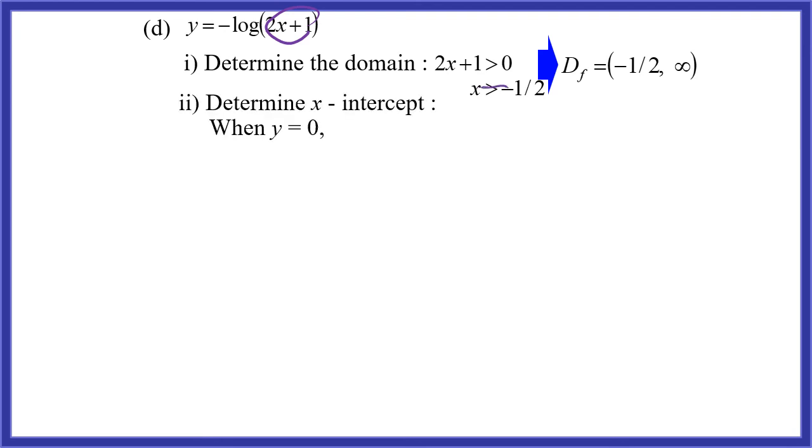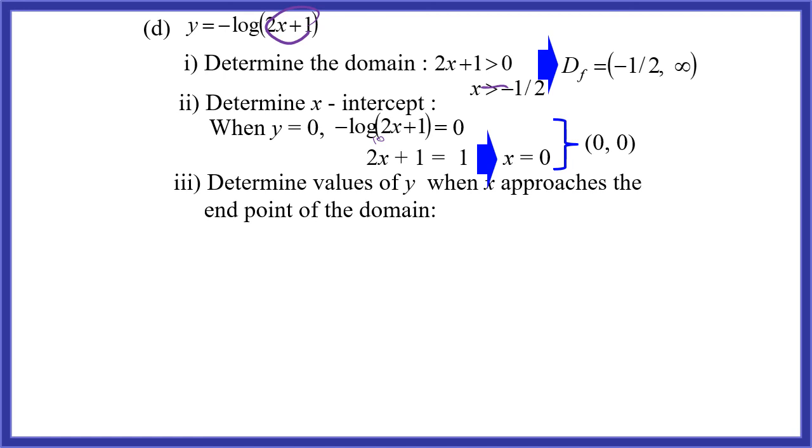And then, the x intercept: when y equals 0, negative log of 2x plus 1 is equal to 0. So negative is gone. So log of 2x plus 1 equals 0. So base 10 to the power of 0 is equal to 1. So 2x plus 1 is equal to 1. So x is equal to 0. So the intercept is 0, 0.